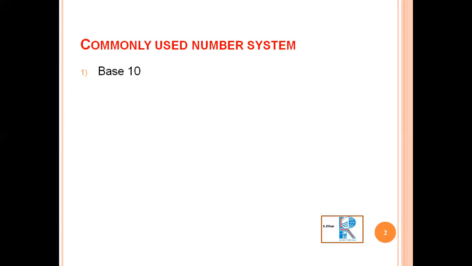So, number systems in a computer generally use these types of bases. They are base 10, base 8, base 16, and binary. That means base 2. These are the number systems generally used in a computer system.